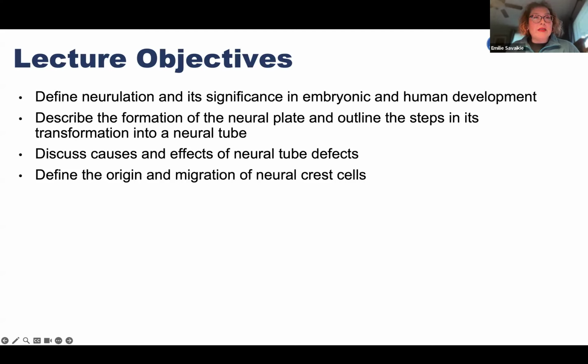Some of the lecture objectives: we want to define neurulation and its significance in embryonic and human development, describe the formation of the neural plate and the transformation into the neural tube, discuss the causes and effects of neural tube defects, and define the origin and migration of neural crest cells.